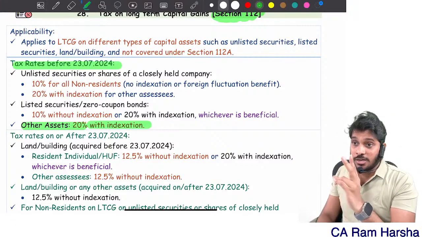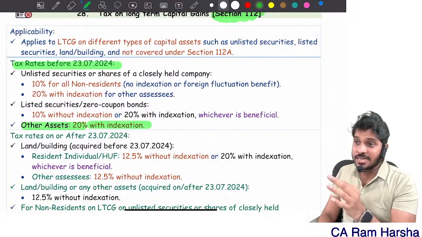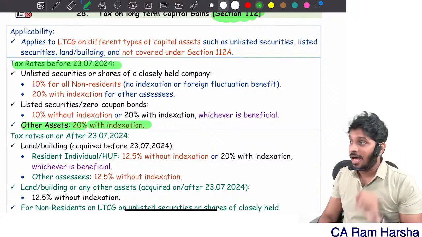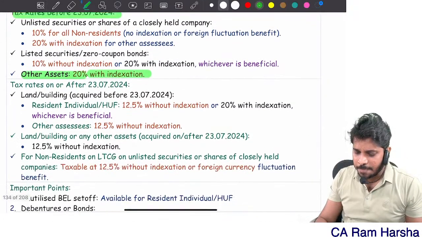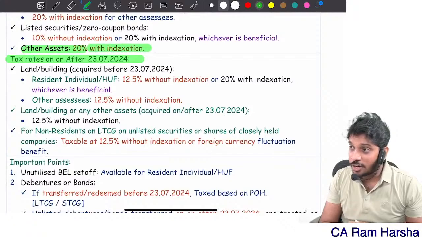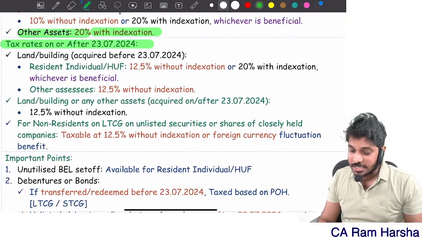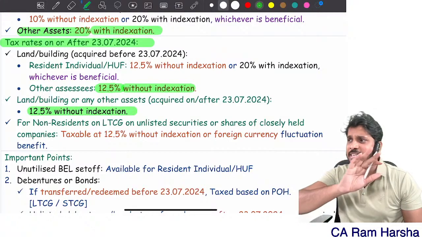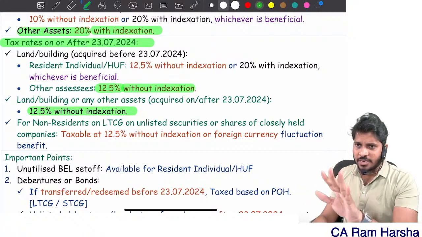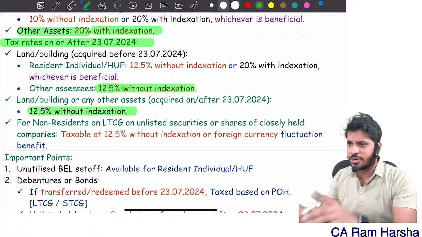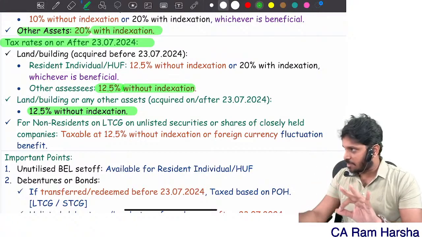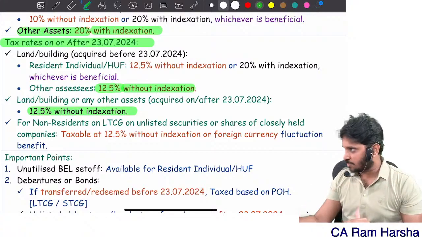Straight away the tax rate is what? 20%. When? If the asset is transferred before 23rd July, before the amendment. And the biggest amendment is, if I am transferring on or after 23rd July, straight away the tax rate is 12.5% without indexation. Indexation benefit is removed. With effect from 23rd July 2024, if you are selling any asset, no indexation benefit at all.